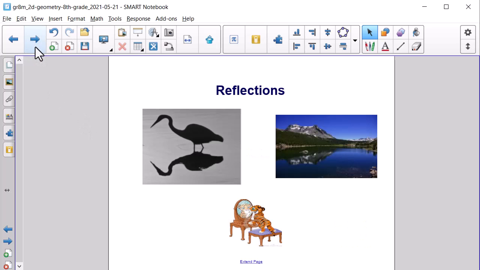Reflections. Reflections occur in everyday life. We see them through reflections in water, as these two show, or reflections in a mirror.